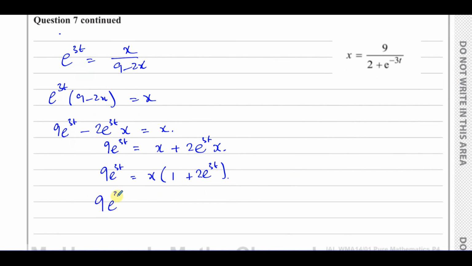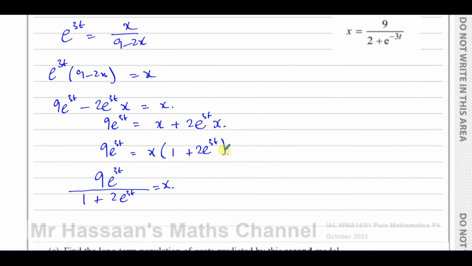So I have 9 times e to the power of 3t divided by 1 plus 2e to the power of 3t equals x. Now, how did this become that? It looks almost the same. I can in fact write it like this. I can swap those two around and it will be almost the same. Now what's happened here is it's like 2e to the power of 3t plus 1.